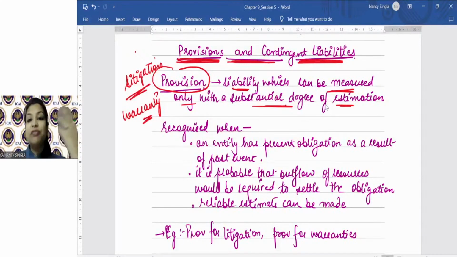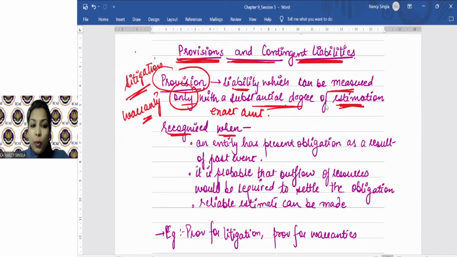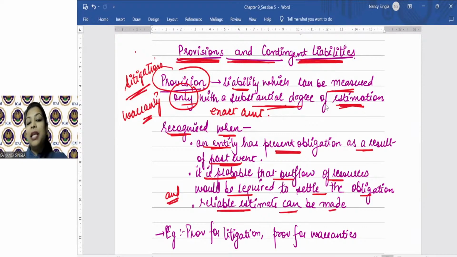ठीक है. So a provision will be created, provision for bad and doubtful debt, है ना. So this is what provision, where a liability which can be measured only with the substantial degree of estimation, मतलब जिसको आप exact amount से you cannot measure. ठीक है. So a provision is recognized when an entity has a present obligation as a result of past event. It is probable that outflow of resources would be required to settle the obligation, and so it is connected by the term and. ठीक है. That is all the conditions should be satisfied. Reliable estimate can be made.